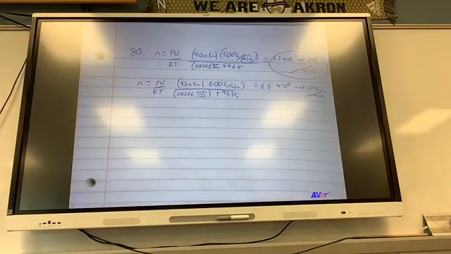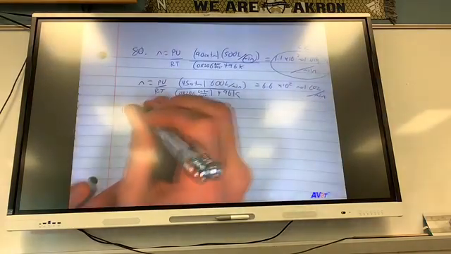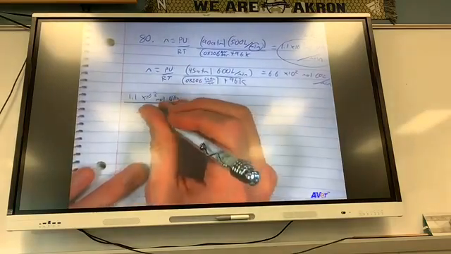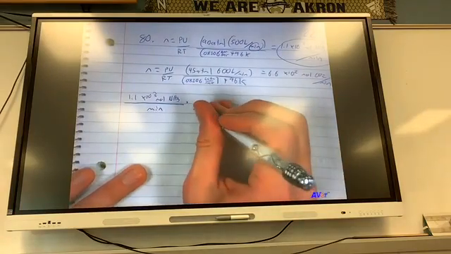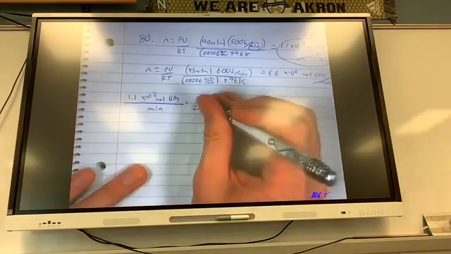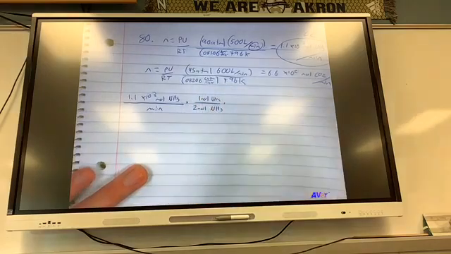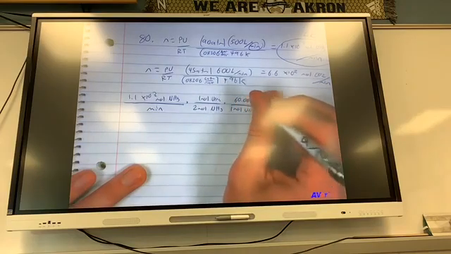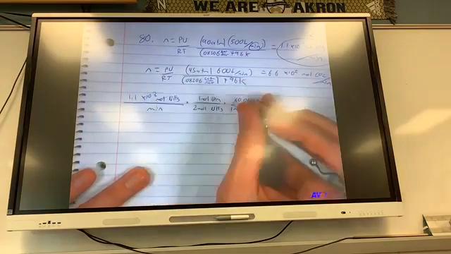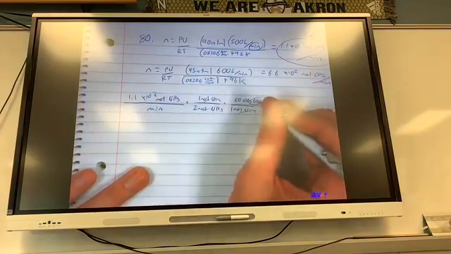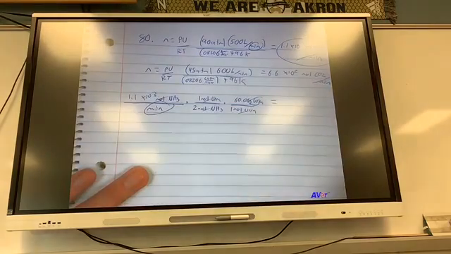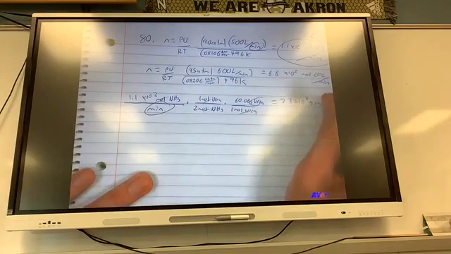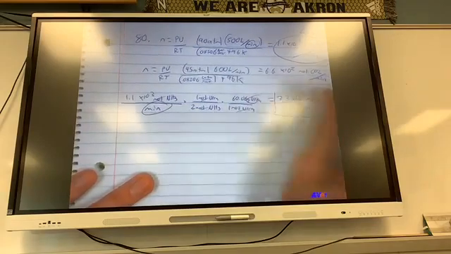So now I'm going to use that to do the stoich. The 1.1 times 10 to the third moles of NH3 for every 1 minute. I know for every 2 moles of NH3, I have 1 mole of urea, and 1 mole of urea is 60.06 grams of urea. Moles cancel out, leaving me grams per minute of urea. So I got 3.3 times 10 to the fourth grams per minute of urea. My final answer.